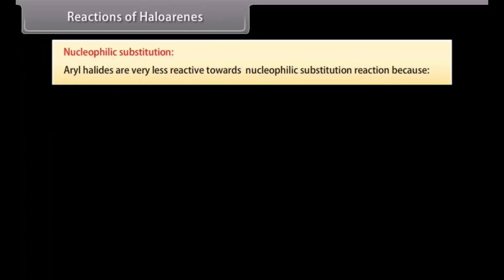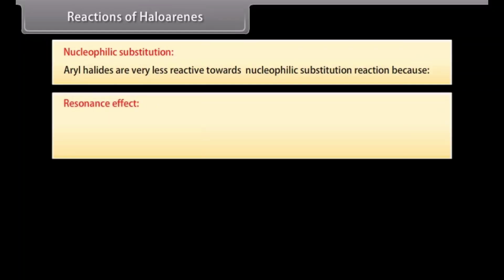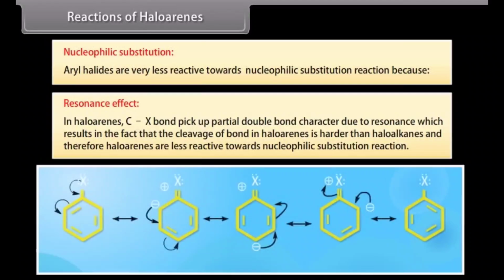Reactions of haloarenes. Nucleophilic substitution. Aryl halides are much less reactive towards nucleophilic substitution reactions because of the resonance effect. In haloarenes, the C-X bond picks up partial double bond character due to resonance, which results in the cleavage of the bond in haloarenes being harder than in haloalkanes, and therefore haloarenes are less reactive towards nucleophilic substitution.